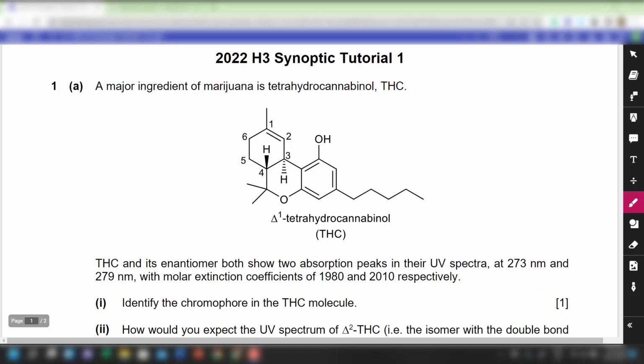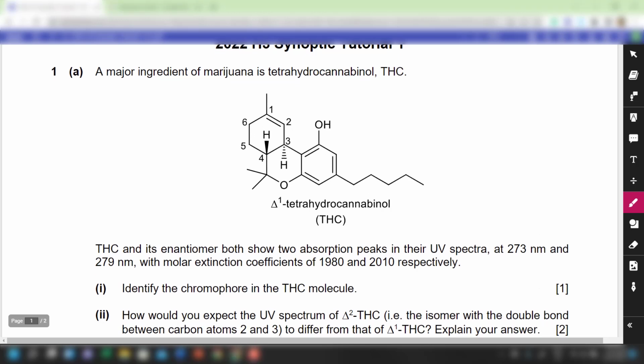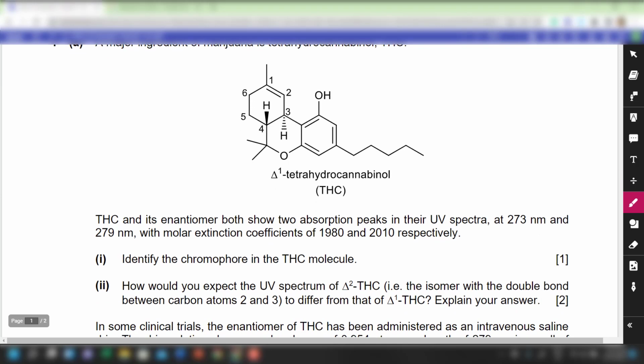Hello students, we are going to review question 1 of the Synoptic Tutorial 1 given to you a few days ago. For question 1a, we have the major ingredient of marijuana, this compound known as THC. You are given this particular isomer where the CC double bond outside of the phenolic OH ring is between carbon 1 and 2.